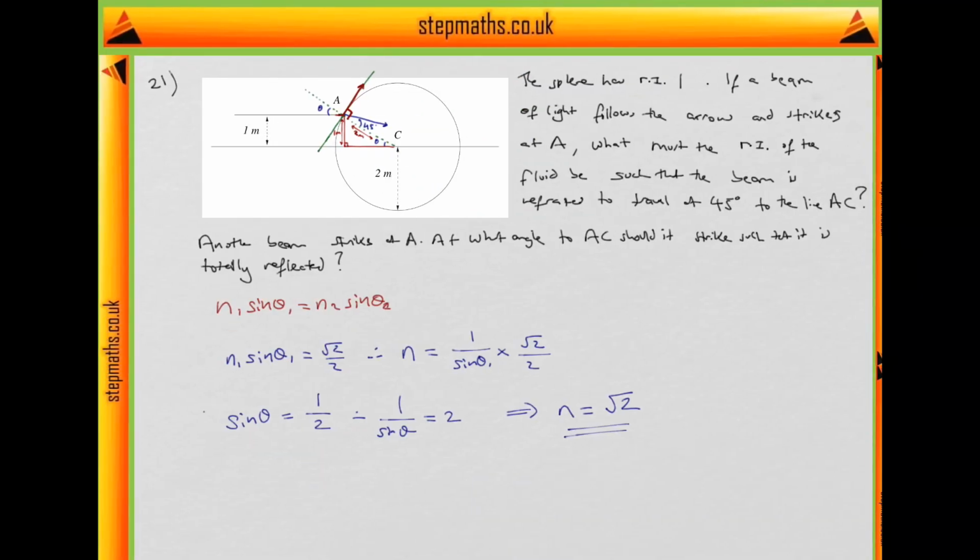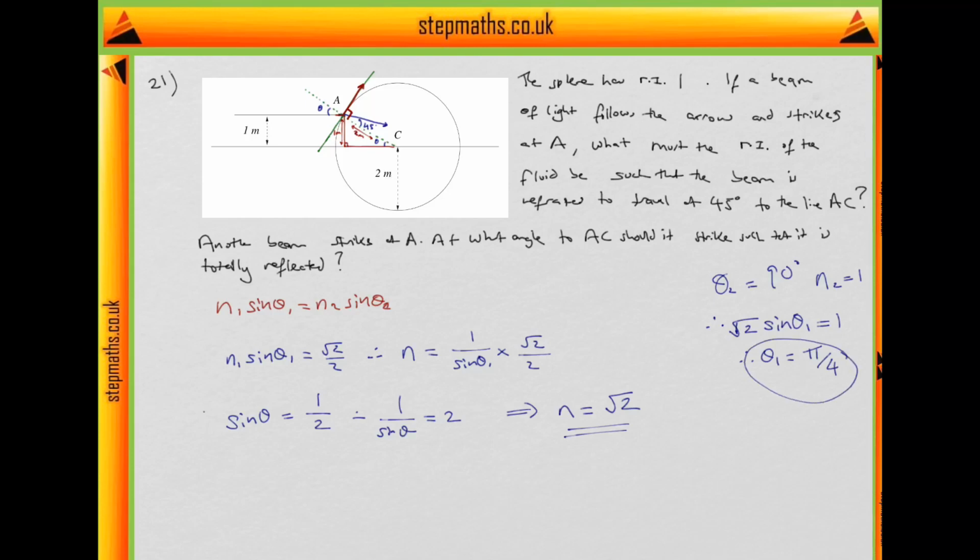So let's write that down. In this case, theta 2 is equal to 90 degrees. And we know that n2 is equal to 1. And therefore we require n1 sine theta 1. Well, n1 is root 2. So we require root 2 sine of theta 1 to be equal to 1. Well, therefore, theta 1 is equal to pi by 4. So you're required to strike at an angle of pi by 4.